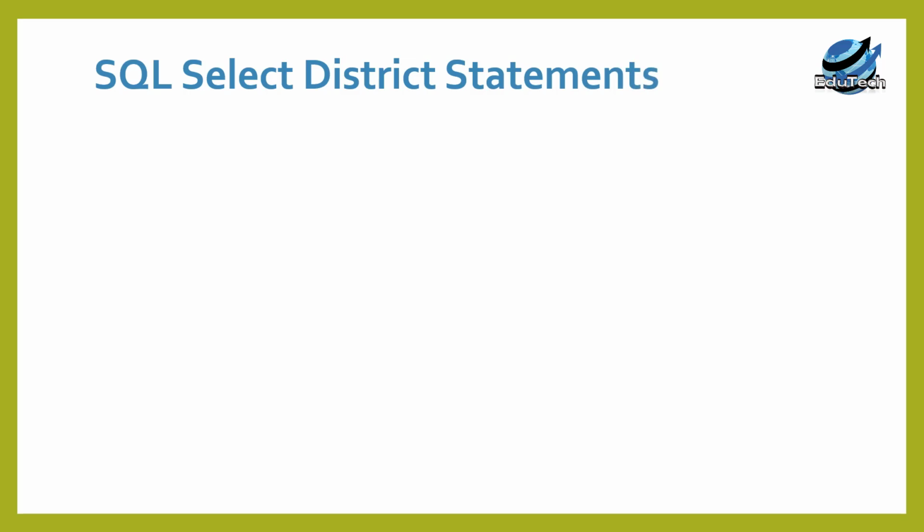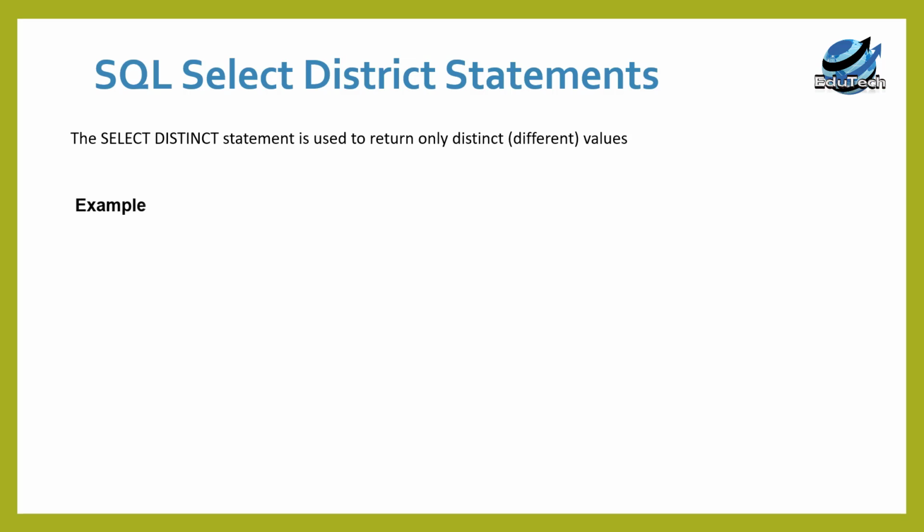SQL Select Distinct Statement. The select distinct statement is used to return only distinct, different values. Example: select distinct column 1, column 2 from table name.